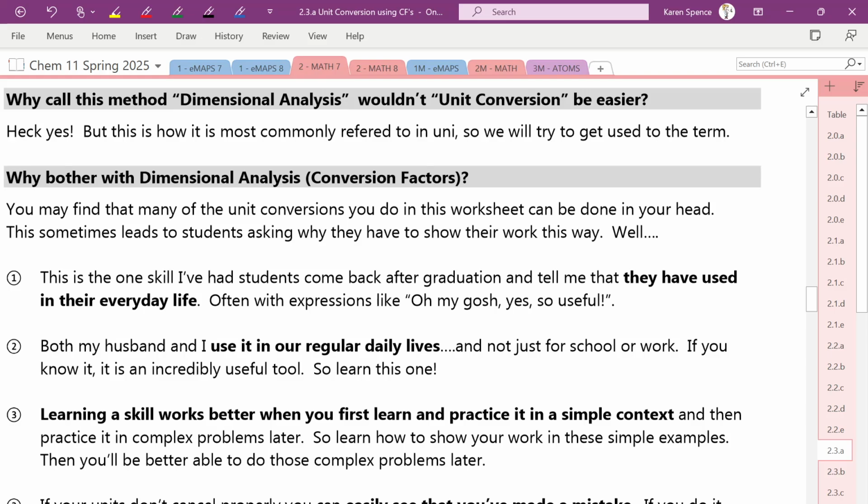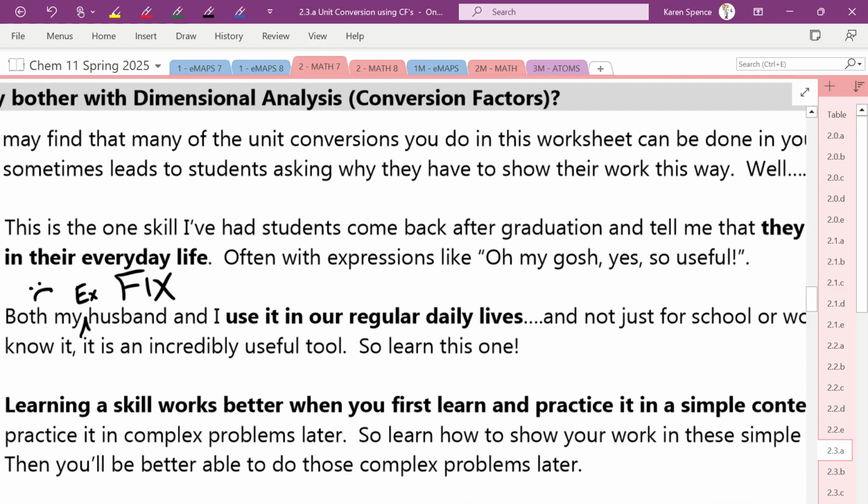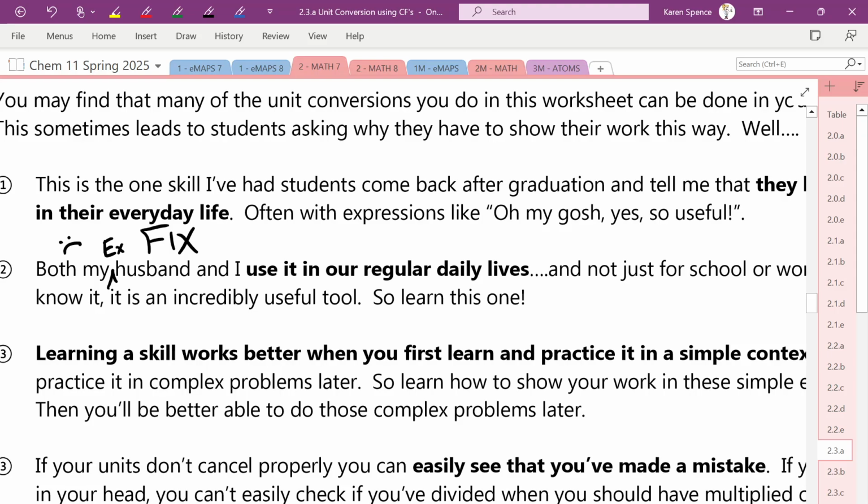Both my husband and I... Okay, anyway, sorry. How does one deal with that? One has it written in a book. Anyway, I use it in our daily lives. We do. We use it in our daily lives. Okay, not just for school.